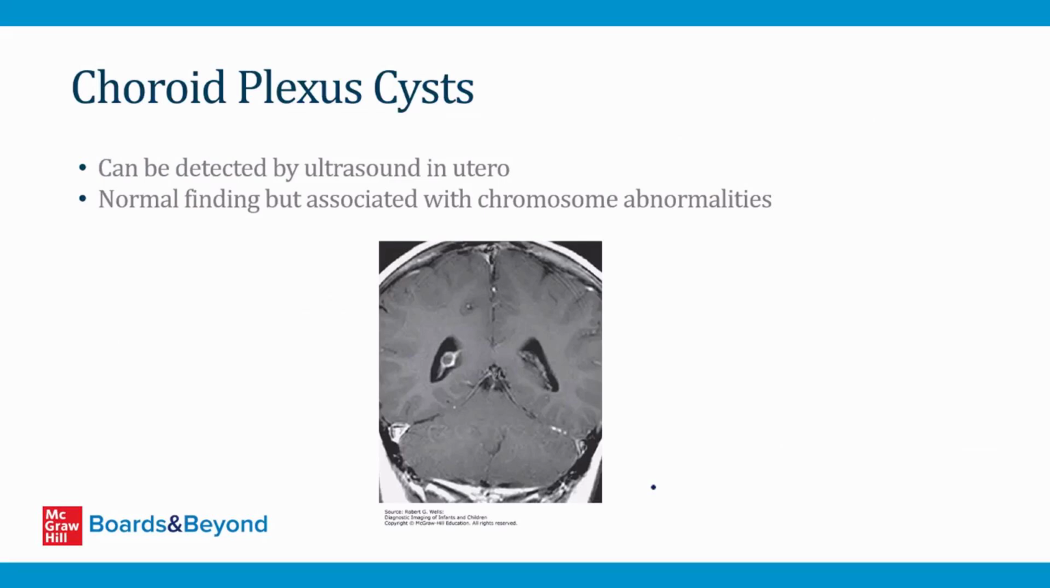When you do your OBGYN rotations and you perform ultrasounds on women who are pregnant, sometimes in the developing baby, you will see a choroid plexus cyst. This is simply a cyst growing out of one of those choroid plexus structures. These can be detected in utero by ultrasound. They can be a normal finding, but they're also associated with chromosomal abnormalities like Down syndrome. And so when one of these is discovered, it sometimes leads to a workup for chromosomal problems in the baby.